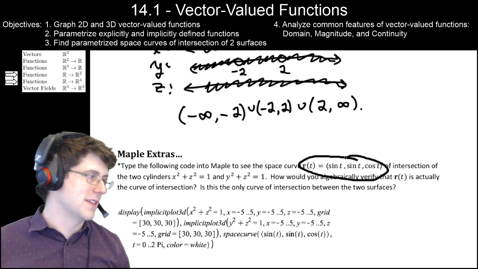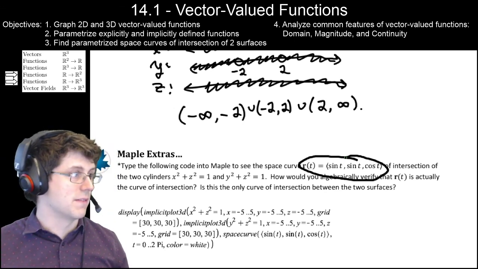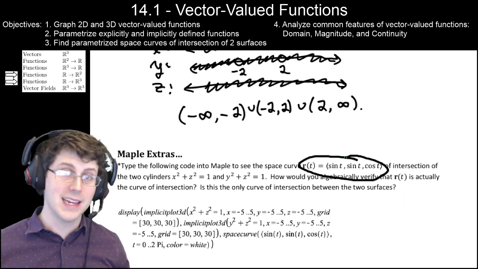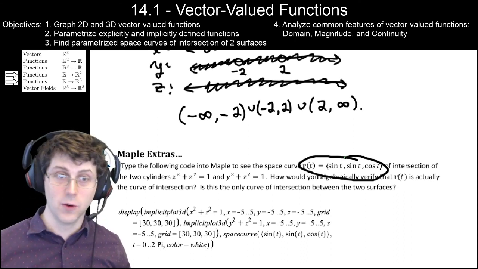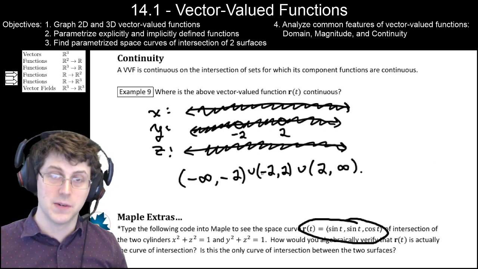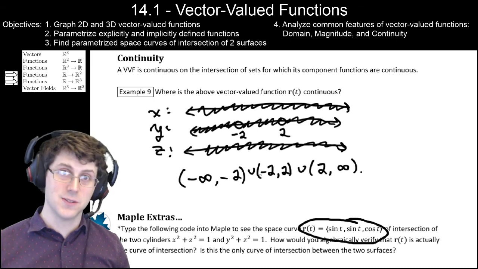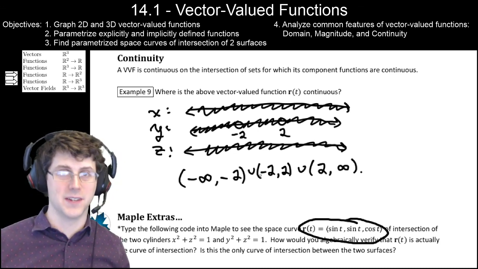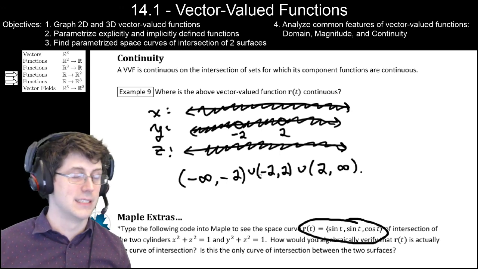For the curves of intersection of two surfaces, we'll only do that if you have Maple. And then analyzing features of vector-valued functions. For the domain and continuity, that had to do with the overlap of the domains and places of continuity of the 3 component functions. For the magnitude, we just took the magnitude of the resulting vector and ended up with an old-style function. So that's 14.1.